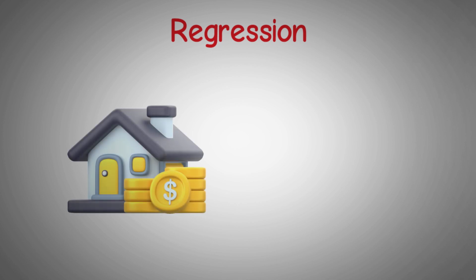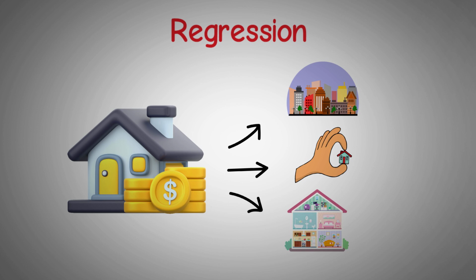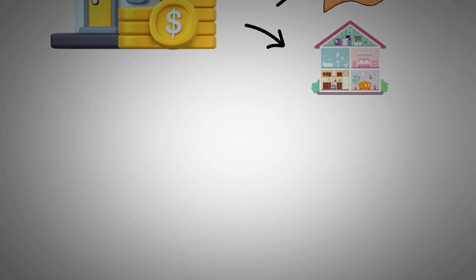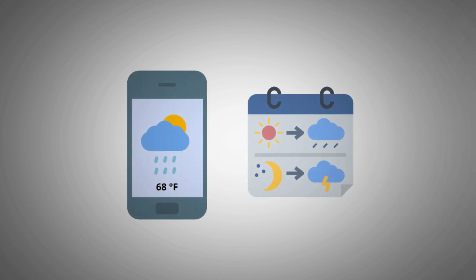On the other hand, regression is about predicting a continuous value. Think of it like estimating the price of a house based on features such as location, size, and number of bedrooms. The algorithm learns from past data, where the house prices are known, and then predicts prices for new houses. It's kind of like predicting the temperature for next week based on historical weather data.